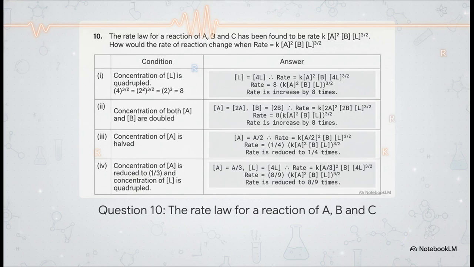Number 3, concentration of A is halved. [A] becomes [A] over 2, 1/2 squared is 1/4. This gives rate equals 1/4 times K, [A] squared, [B] to the power of 3/2. The final answer, rate is reduced to 1/4 times.